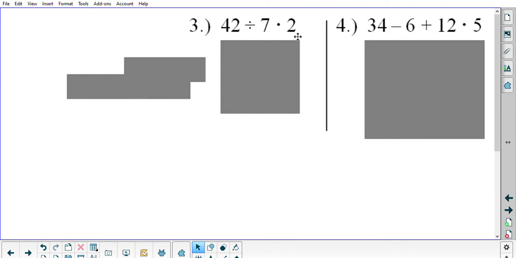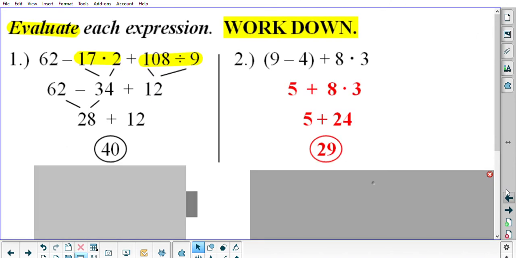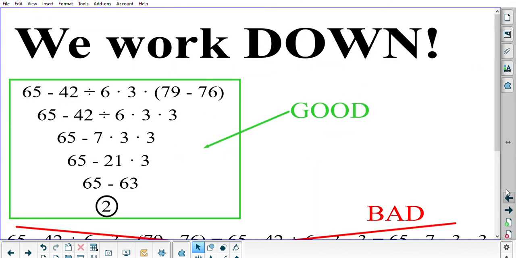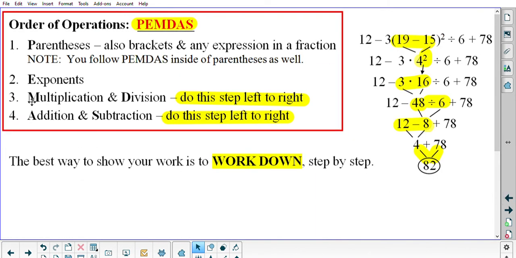Should we divide first? Should we multiply first? I know you've heard the phrase, please excuse my dear Aunt Sally. And so you might think, I always multiply before I divide. No, not true. May I refresh your memory? On your guided notes, it tells you specifically that with multiplication and division, they are the same priority step.